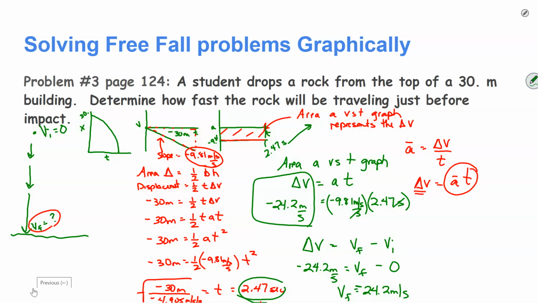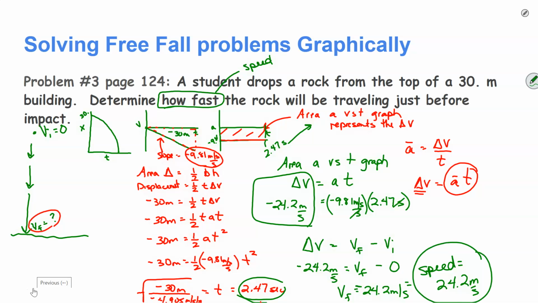It is. Now, in this problem, they just want to know how fast. They didn't ask the direction, they just want the speed. So if we want the speed, all we do is drop the sign. So the speed, how fast it is moving, really is 24.2 meters per second. So there's our answer right here. But we did it by solving for the change in velocity, because we know the initial velocity is 0 and the final velocity is what we're looking for.